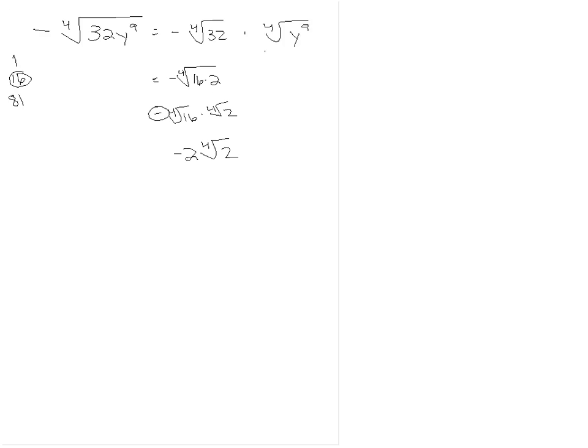Now let's worry about this. 4 goes into 9 how many times? Twice, with 1 left over. So now, outsides with outsides, -2y squared, insides with insides, 4th root of 2y. That's your answer.